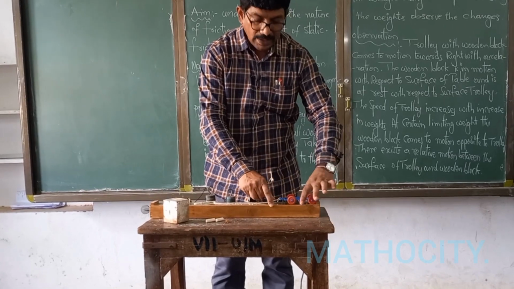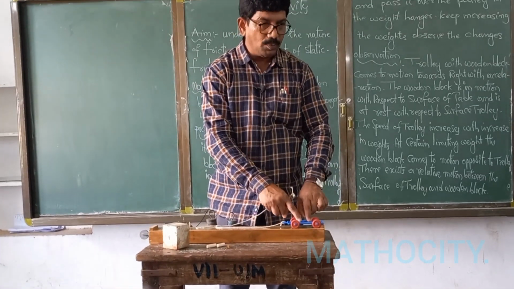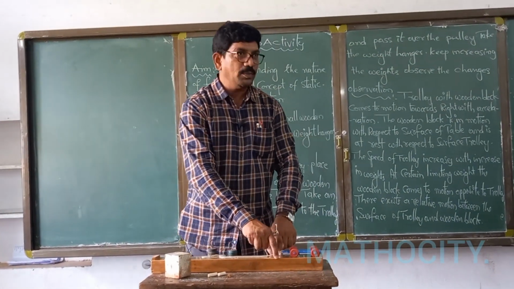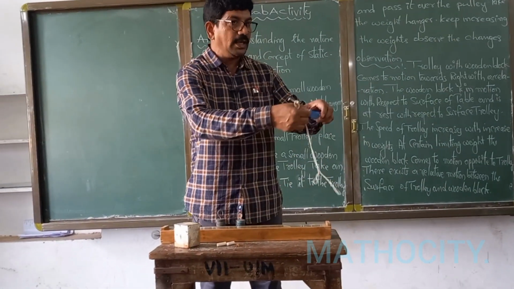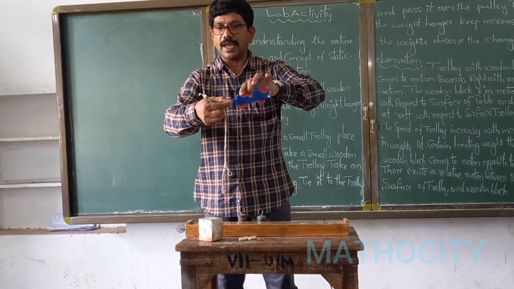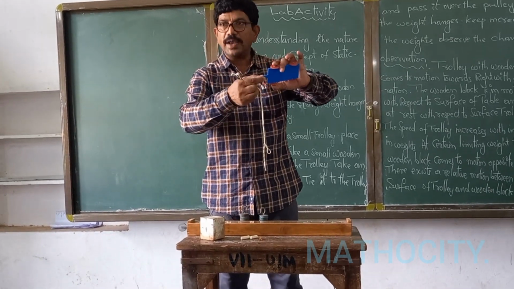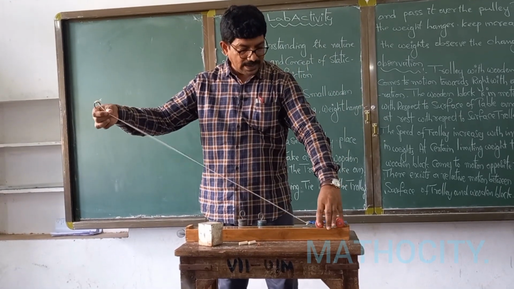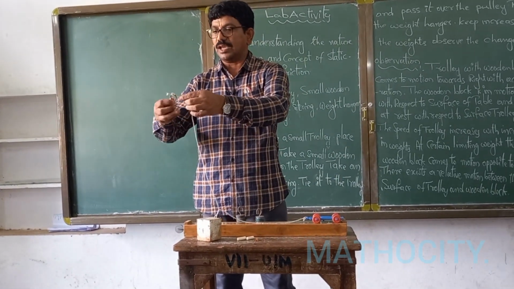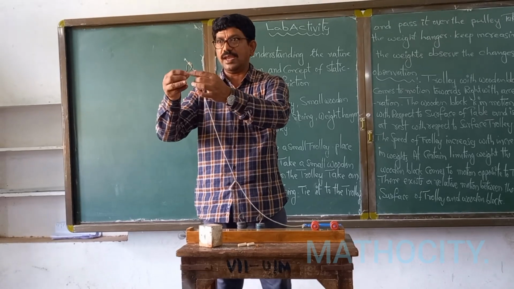I kept the plastic trolley on the surface. I tied the one end of the trolley with the string and I tied the second end of the string with the weight hanger.